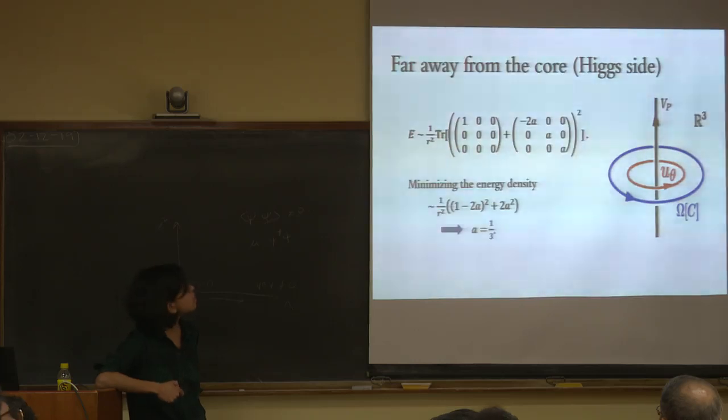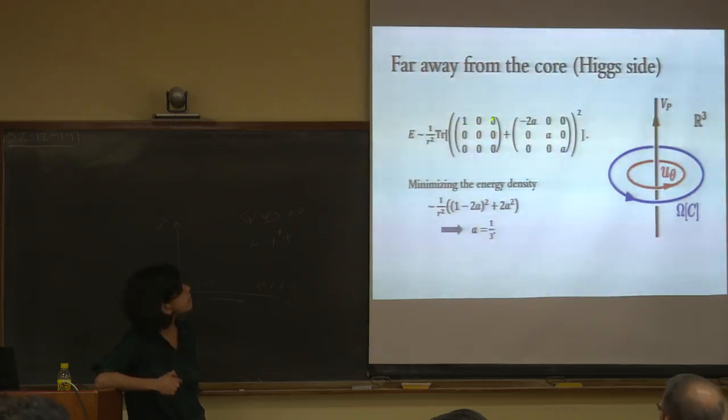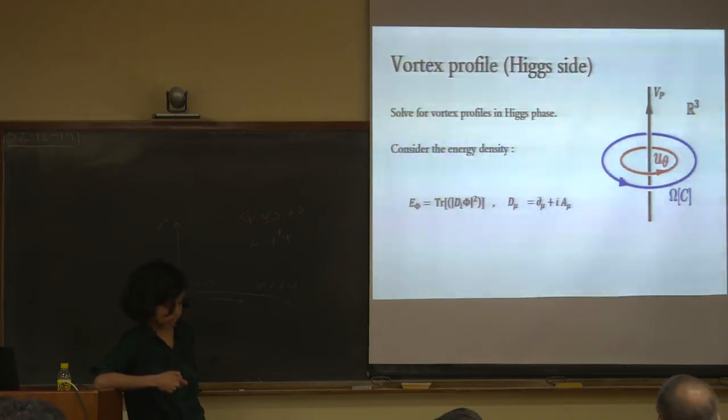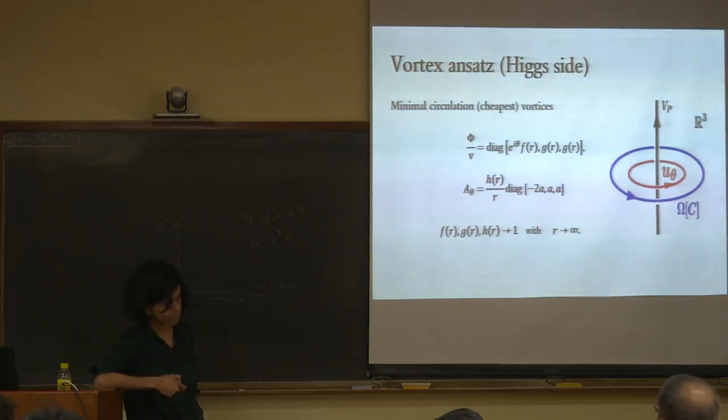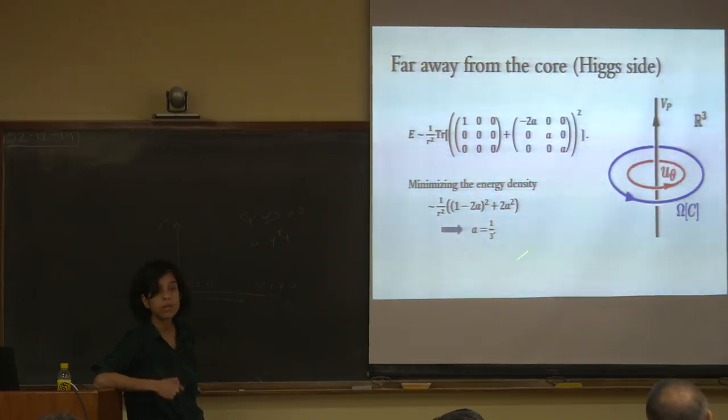And so now I plug this ansatz in the energy density. This is coming from the fact that the derivative here in the cylindrical coordinates is hitting this ansatz, which produces this matrix, and the next matrix is just the gauge field. And so now you write down what the energy density is in terms of this little a and minimize, and you find that little a has to be 1/3 to minimize this energy density.